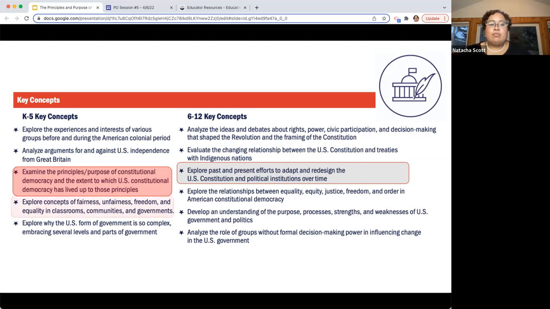We also see where in K-5, we're exploring concepts of fairness, unfairness, freedom, and equality in the classroom and community and government, and where we start in that local space where our youngest learners can really grapple with the concepts and understandings, and then where it moves into exploring those relationships in a much broader sense and thinking about equality, equity, justice, freedom, and order within our American constitutional democracy. So we see that connection, we see that growth, we see this foundation that is being established in K-5 and then gradually deepens in 6-12.